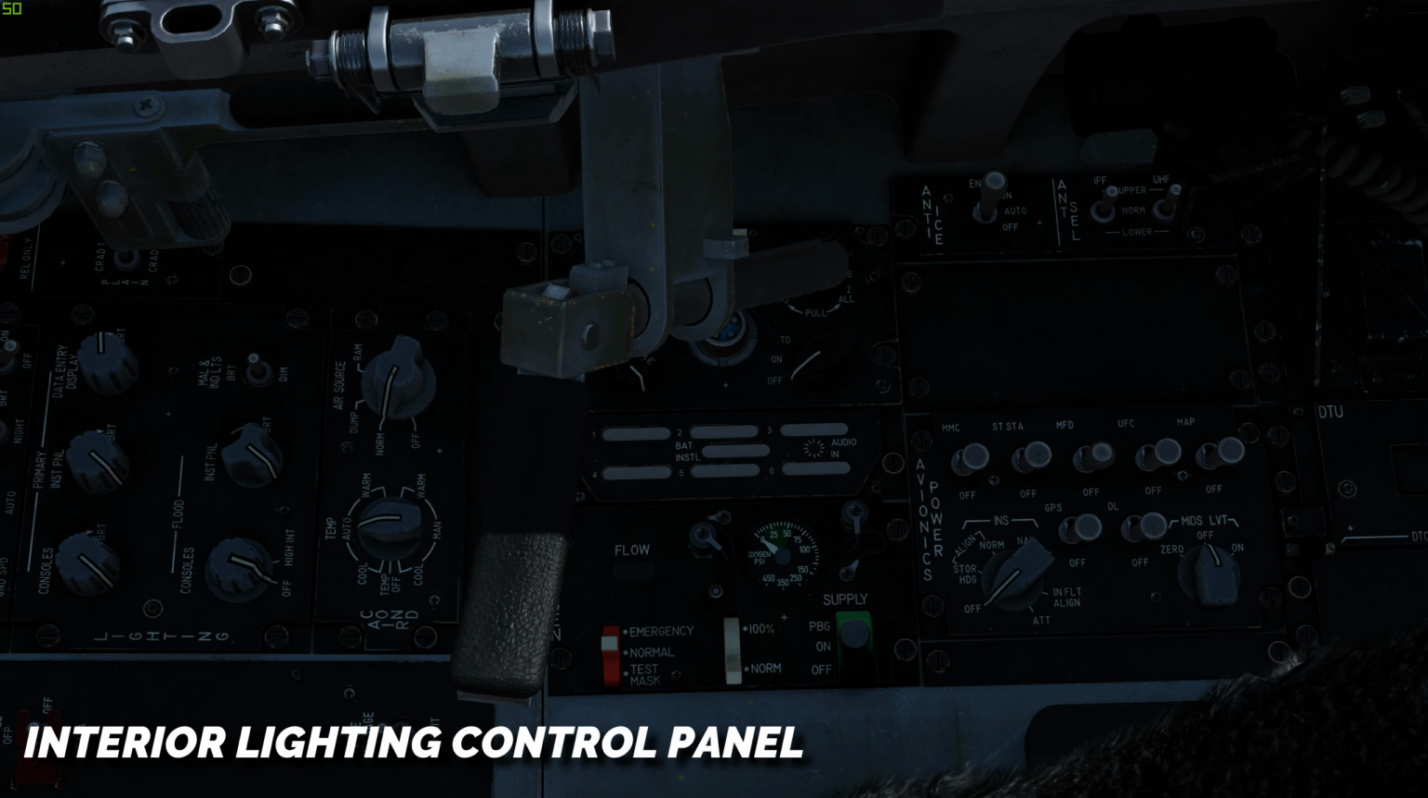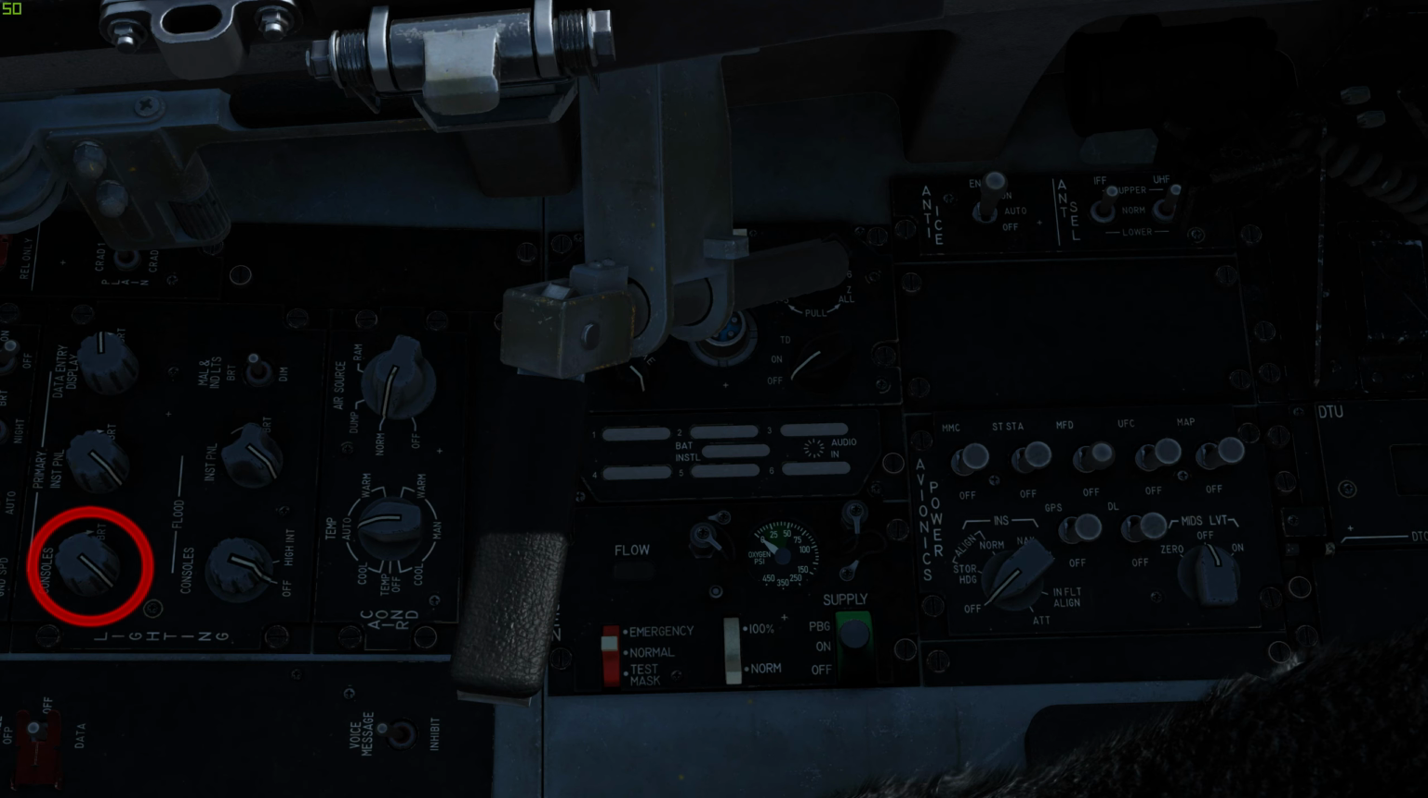Set interior lighting as desired. Flood consoles controls the cockpit flood lights. Primary instrument panel controls instrument backlighting. And the data entry display knob controls DED brightness. Each knob has 3 positions: off, dim, and bright.